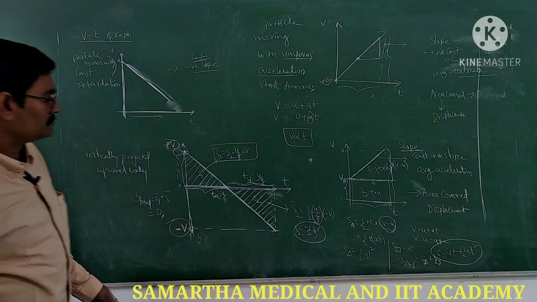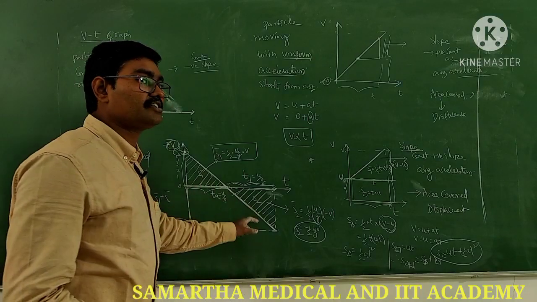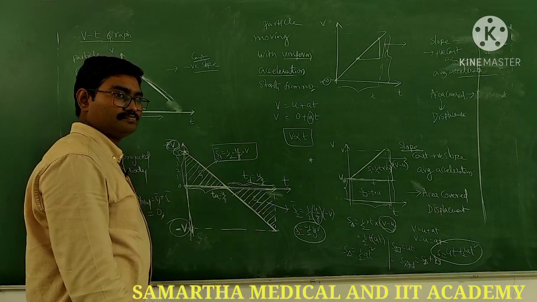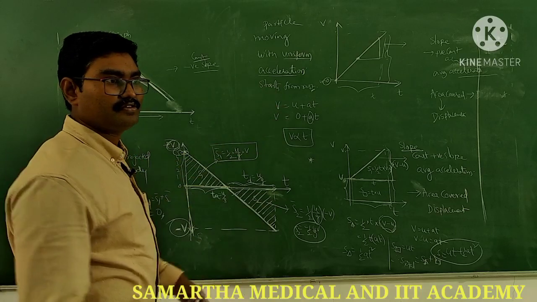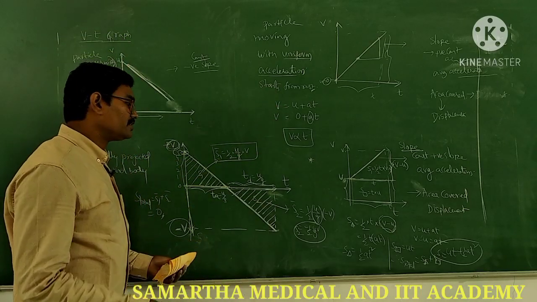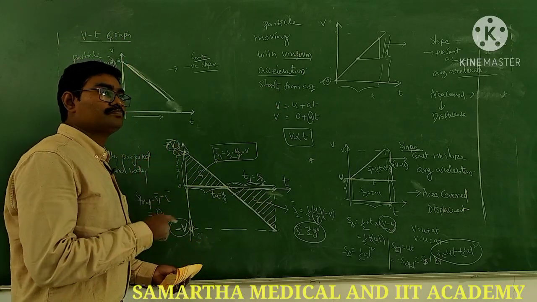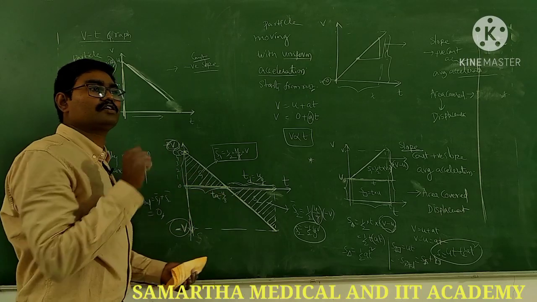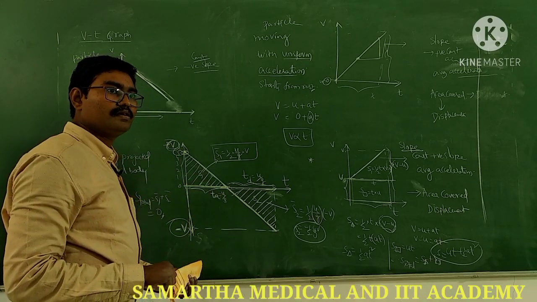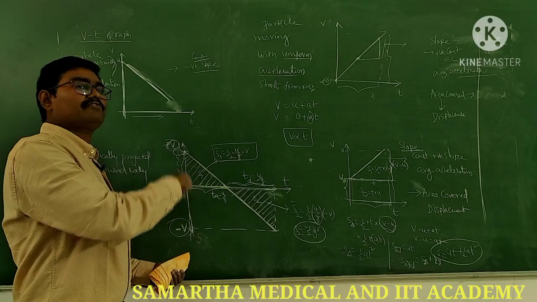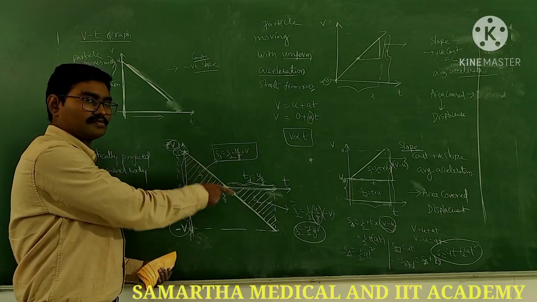Right, next. Suppose they ask what is the distance, then what do we have to do? That is what I told you in the previous graph. If a body is thrown vertically upward, displacement is 0. But what about distance? Sir, 2 times the distance covered, 2s. Okay.